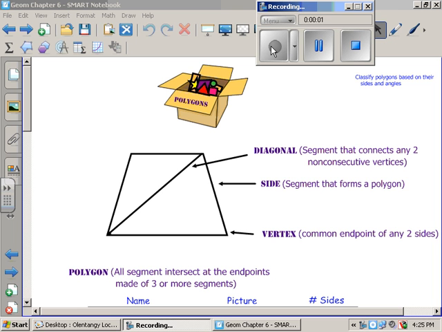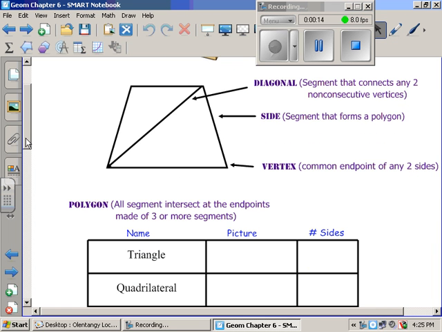We're done with triangles. We're going to start talking about other kinds of polygons. The first thing we have to do, though, to talk about that is to talk about what is a polygon. So a polygon, we'll get to these vocabulary words in a minute, but a polygon is a shape that's made of 3 or more segments that all intersect at their end points.